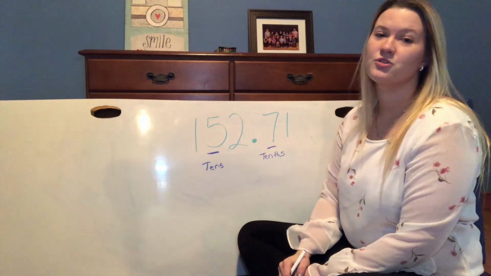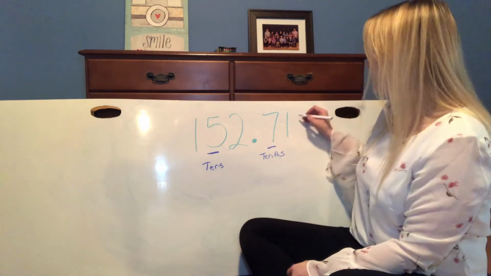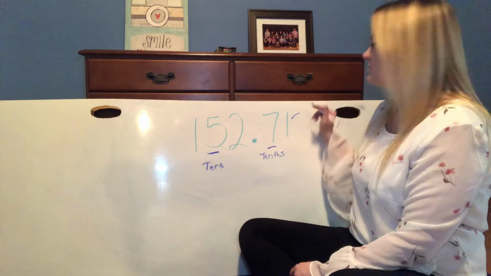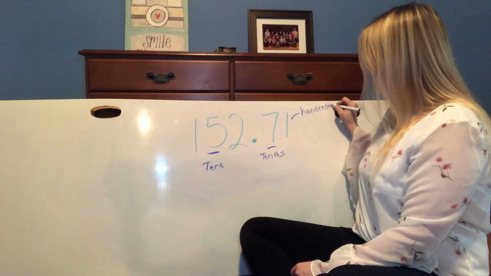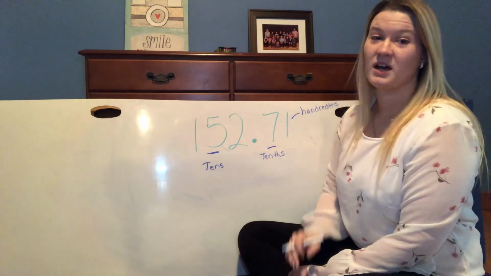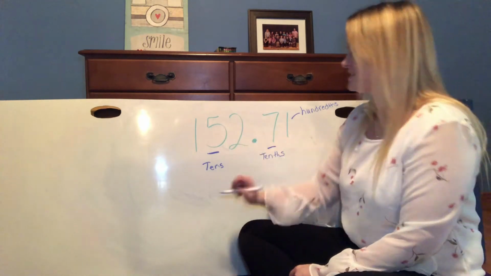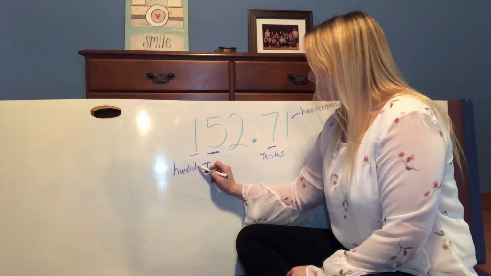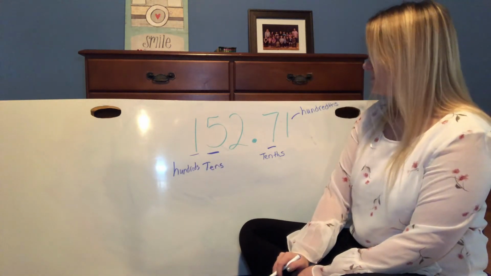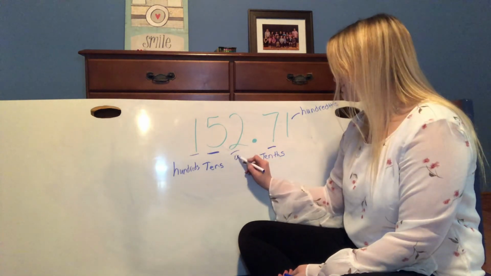What about the hundredths spot? Right on, the 1, it's the second one after the decimal, hundredths. What about the hundreds spot? That's the 1. Then we've just got one place value left, which is the ones.